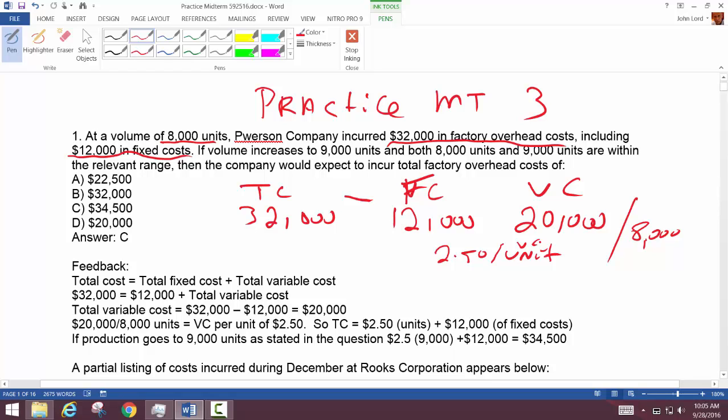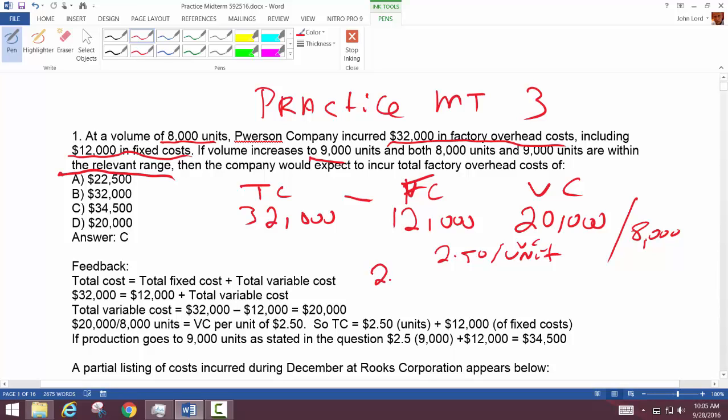Then they want to know, what would the cost be at 9,000? And notice they call out to us again, guys, that term we've seen two or three times now in some of these problems, relevant range. It means we're not going to have to add another factory to accommodate 9,000 units instead of 8,000. If they jumped to 50,000 units, we might have to add another factory. But within the relevant range, we don't have to change our fixed costs at all. We can produce this in the same factory, so what would be our total factory overhead?